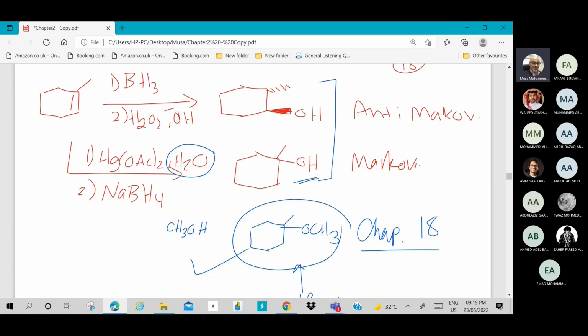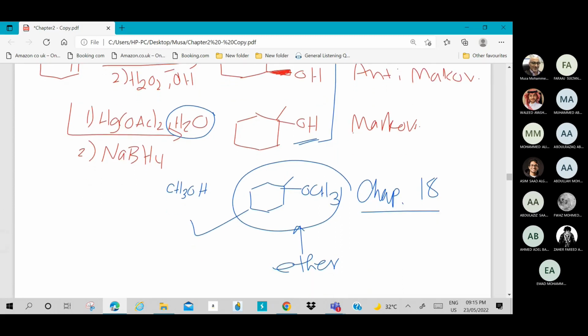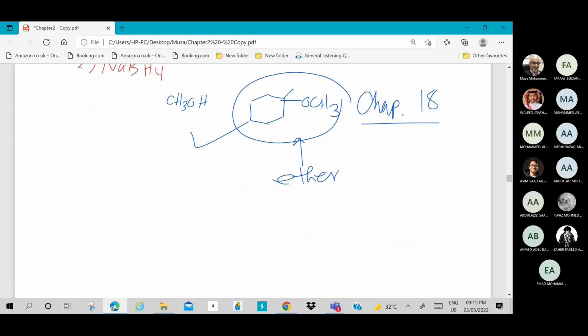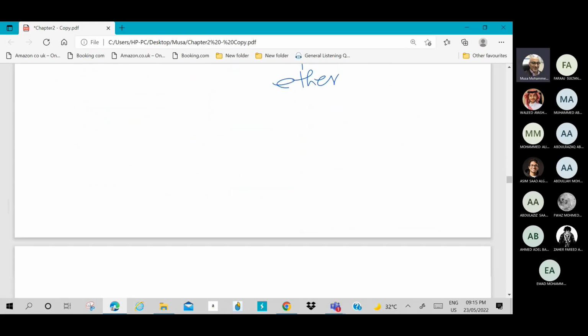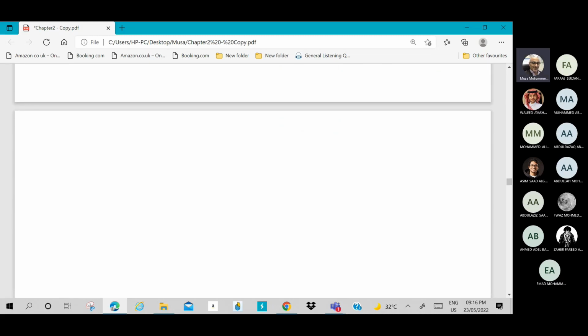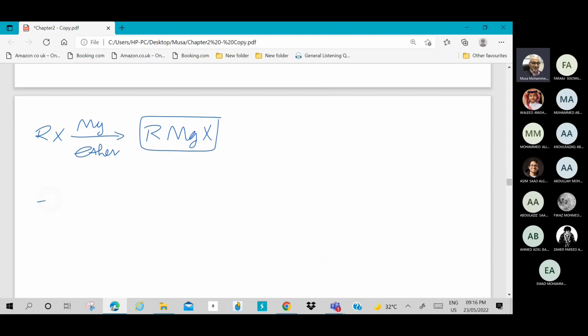One of the very interesting reactions in chapter 17 is Grignard. How does Grignard reaction work? So if you have RX and you treat it with magnesium in presence of ether in dry conditions, you will generate RMgX. Now RMgX is called Grignard reagent. Grignard reagent can react with ketone.